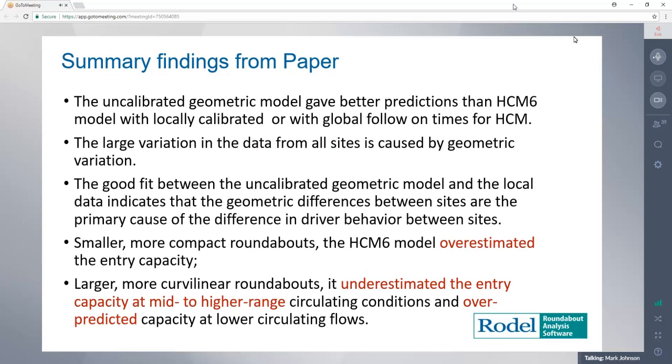So this is what our summaries of the paper were: the uncalibrated geometric model gave better prediction than the HCM6 model, either using locally calibrated or the global follow-up times within the HCM6 methodology. The variation in data is therefore caused by geometric variation, not by different driver types. Again, the good fit that the uncalibrated geometric model provided on the local data indicates that the geometric differences between the sites are the primary cause of the difference in driver behavior between the sites.